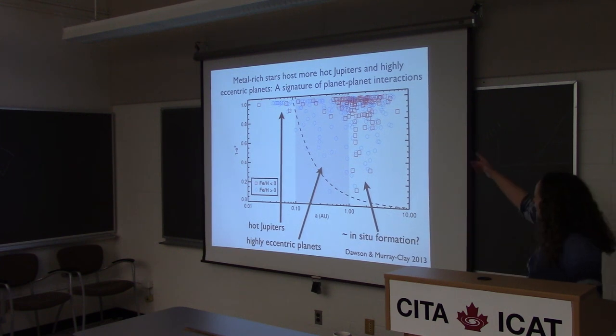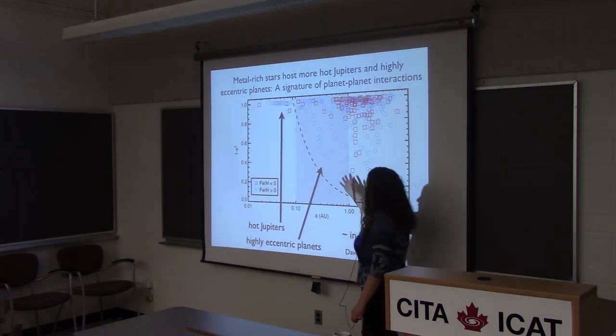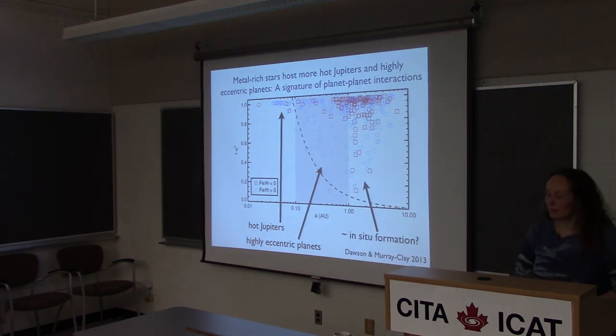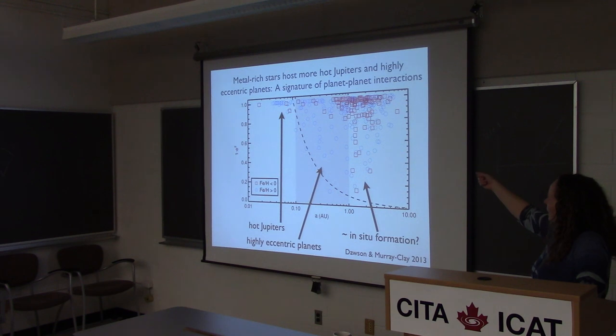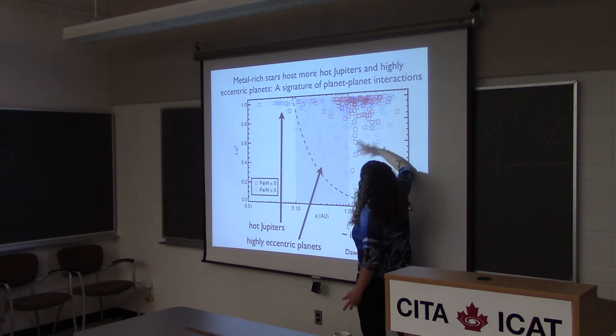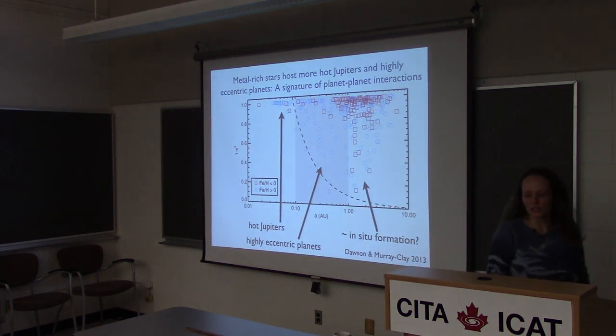So we interpret this as being a signature of some sort of planet-planet interaction, the idea being that if you have high metallicity, you're more likely to make more giant planets, you're more likely to have some sort of planet-planet interaction that moves these things from their 1 AU presumed empirical high density, maybe formation region, into this inner region.